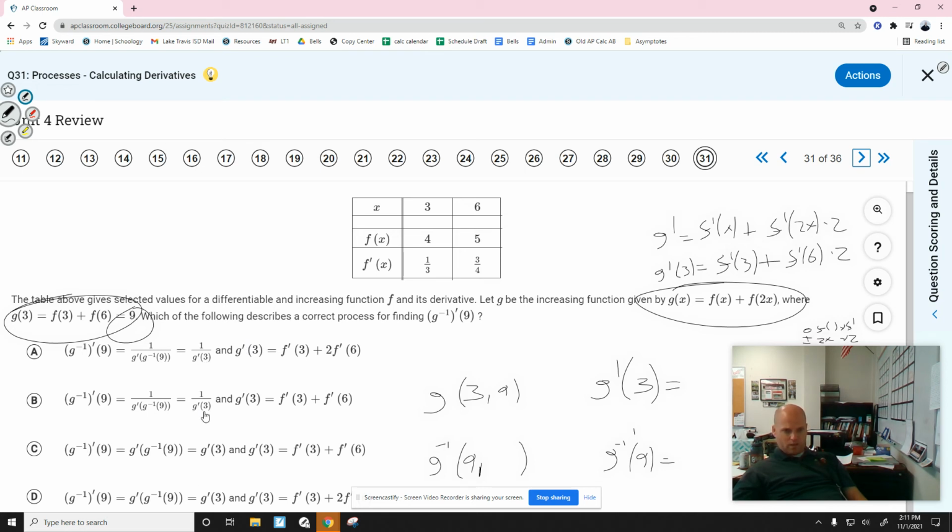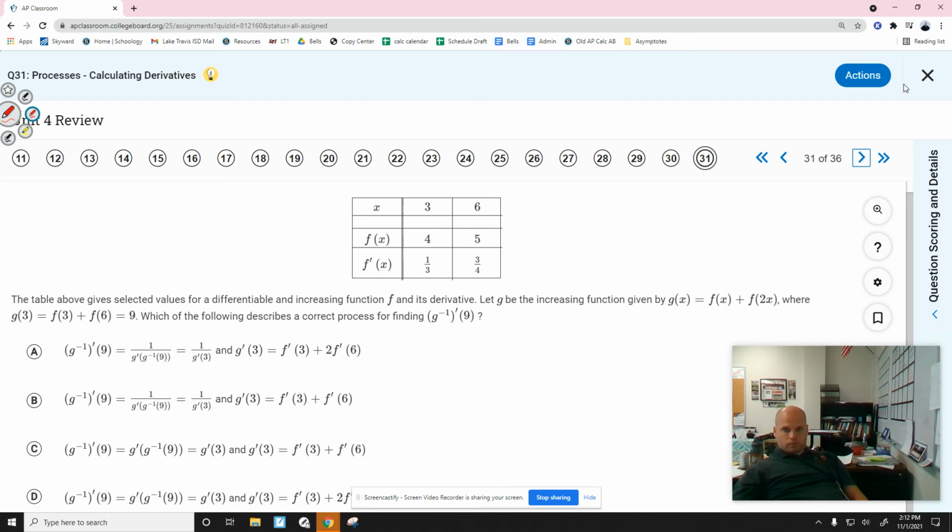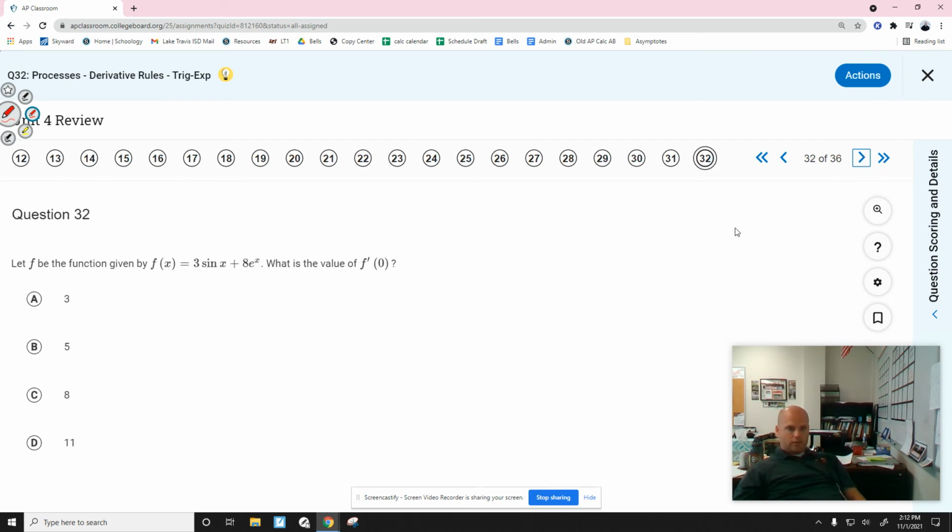So it's A or B. I need 1 over g prime of 3. So g inverse prime of 9 is 1 over g prime of 3. g prime of 3 is f prime of 3 plus 2 f prime of 6. That's tricky. It's a good question, though. They don't even use the values. We could have used the values if we wanted to. Good challenger question.